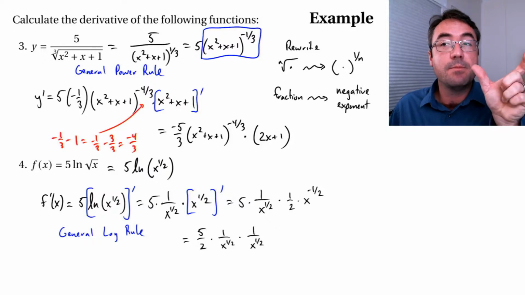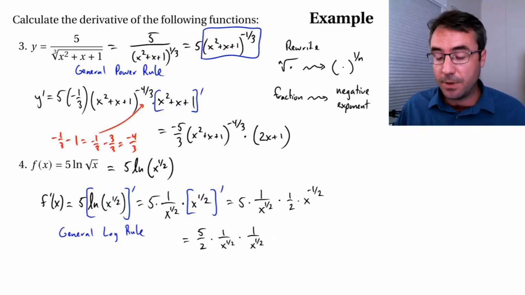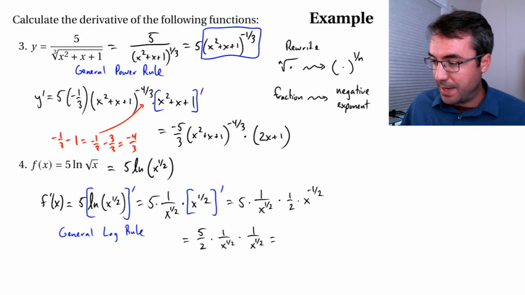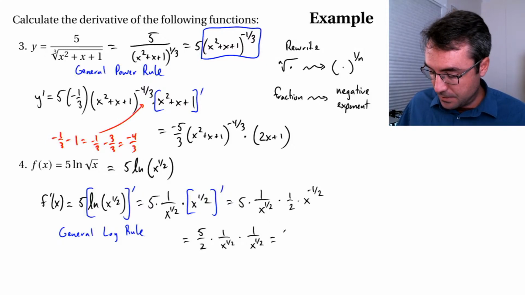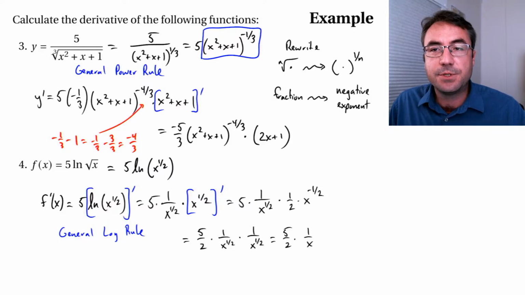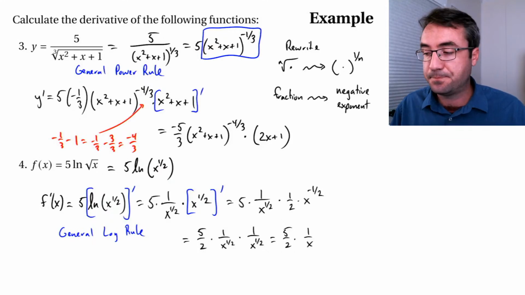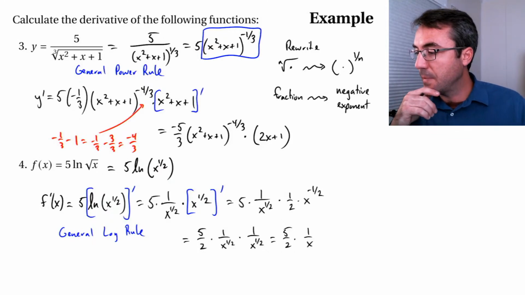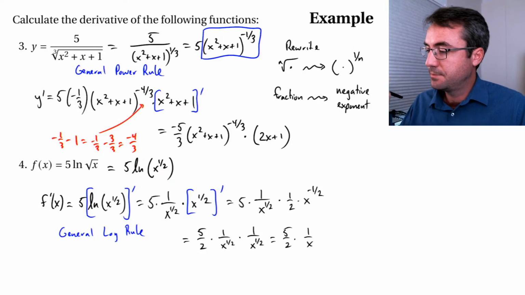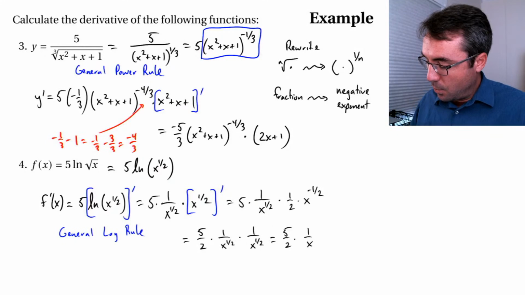And then we see that we can multiply those together. So we have 1 over x to the 1/2 times 1 over x to the 1/2. And when we multiply those, we add the exponents. So we get 5/2 times 1 over x. And that's pretty good. Maybe we'll stop there with that one. So just general log rule. What happens when the outer function is a log? All right. Practice, practice, practice. Let's try a couple more.